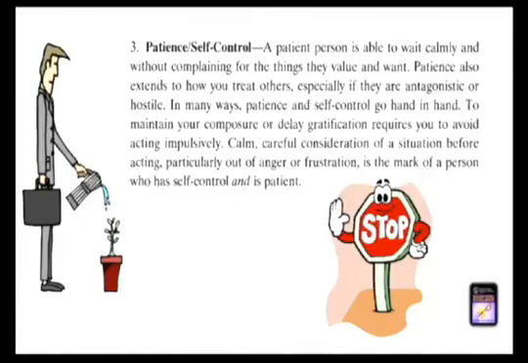Patience also extends to how you treat others, especially if they're antagonistic or hostile. In many ways, patience and self-control go hand in hand. To maintain your composure or delay gratification requires you to avoid acting impulsively. That means if you don't get that item or that person or whatever it is you want right this second, that's called delaying gratification.